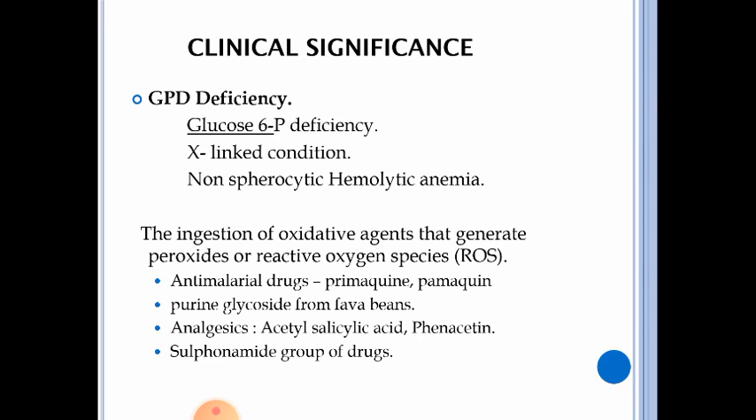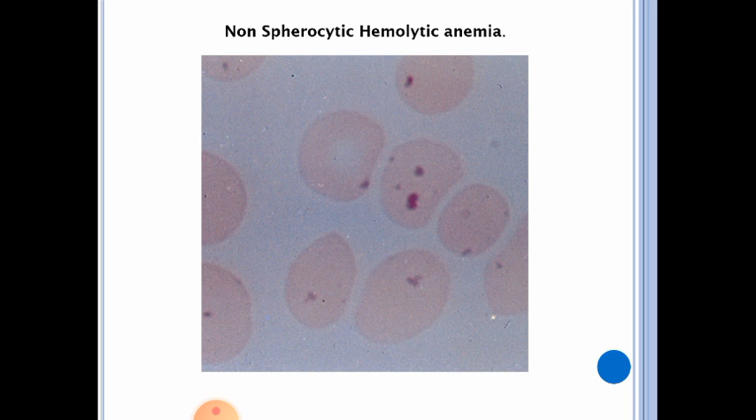So anti-malarial drugs and purines, glycosides from fava beans, analgesics, then sulfonamide drugs, sulfur drugs are all causing the increased production of peroxides and ROS. So this is the microscopic view of the hemolytic anemia. This is how the RBC cell is getting lysed.